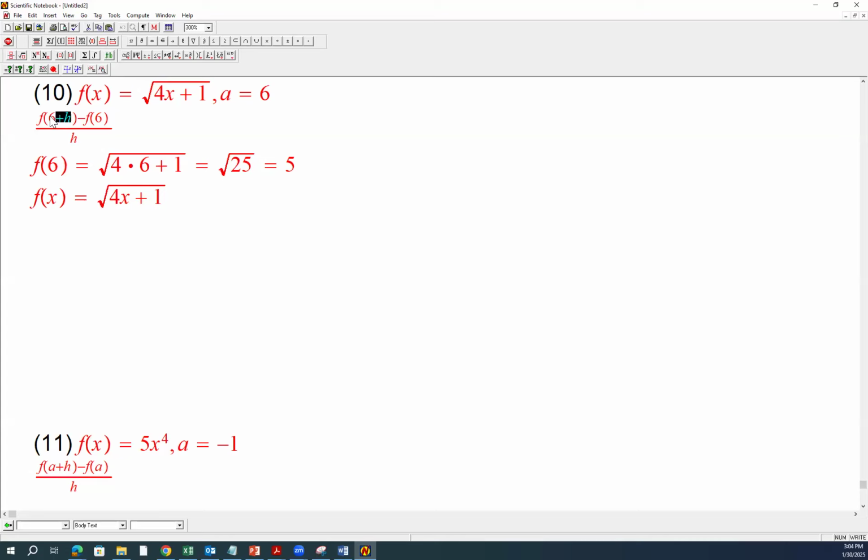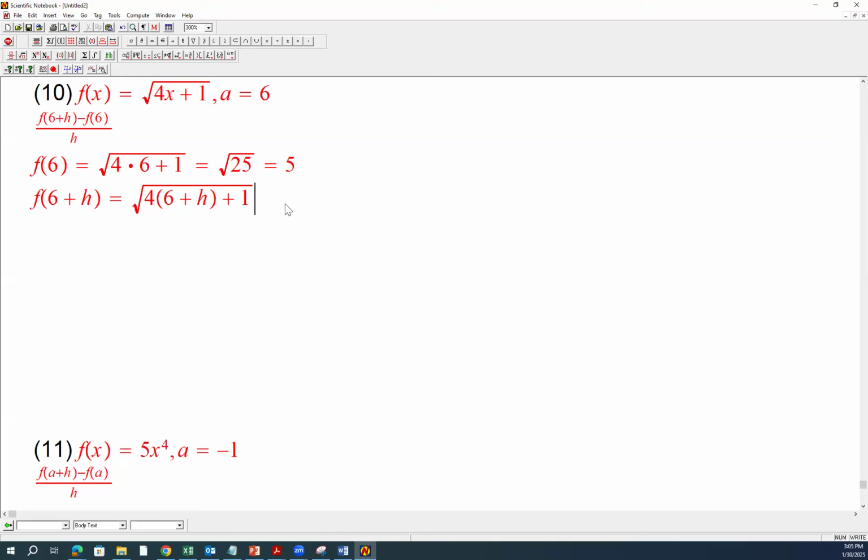6 plus h in place of x, right? So every x will be replaced by 6 plus h. So that's substitution. Let's do a little reduction, right? So we opened up the parentheses, so we get 24 plus 4h. Okay, and 24 plus 1, that equals 25. So we got that.